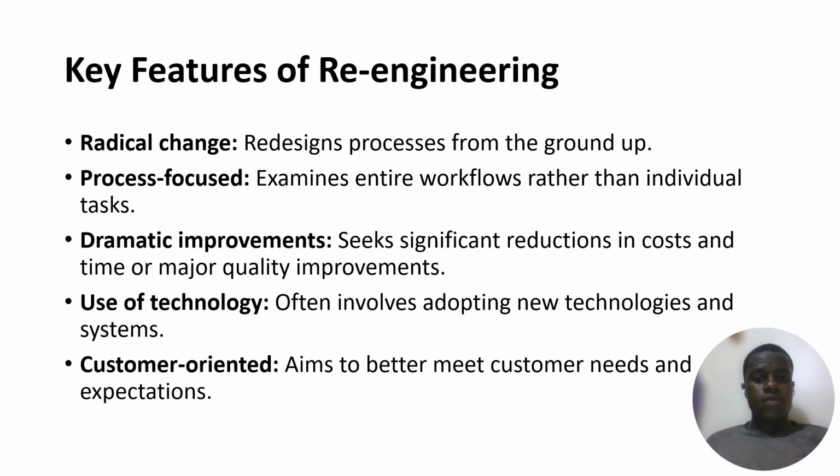So, key features of reengineering. Radical change, that is the first feature. It redesigns processes from the ground up. The second is process focus. It examines entire workflows rather than individual tasks. The third one is dramatic improvements. It seeks significant reductions in costs and time or major quality improvements. The fourth one is use of technology. It often involves adopting new technologies and systems. The last one is customer orientation. It aims to better meet customer needs and expectations.